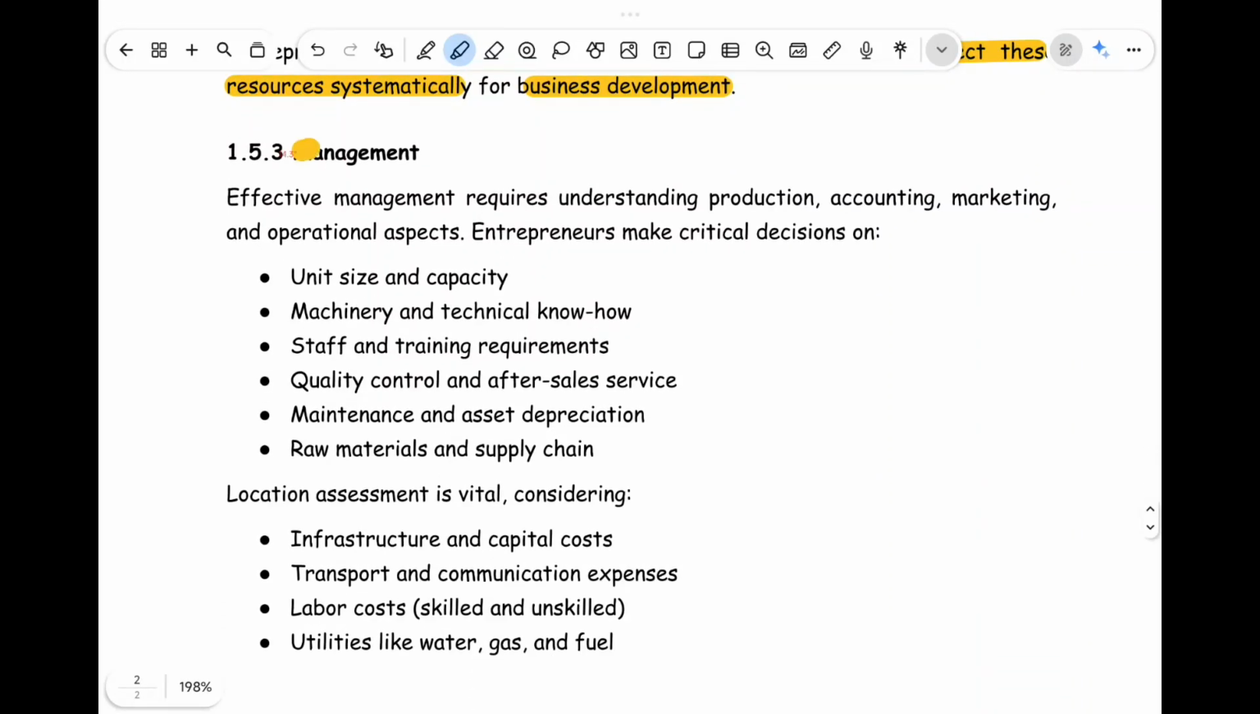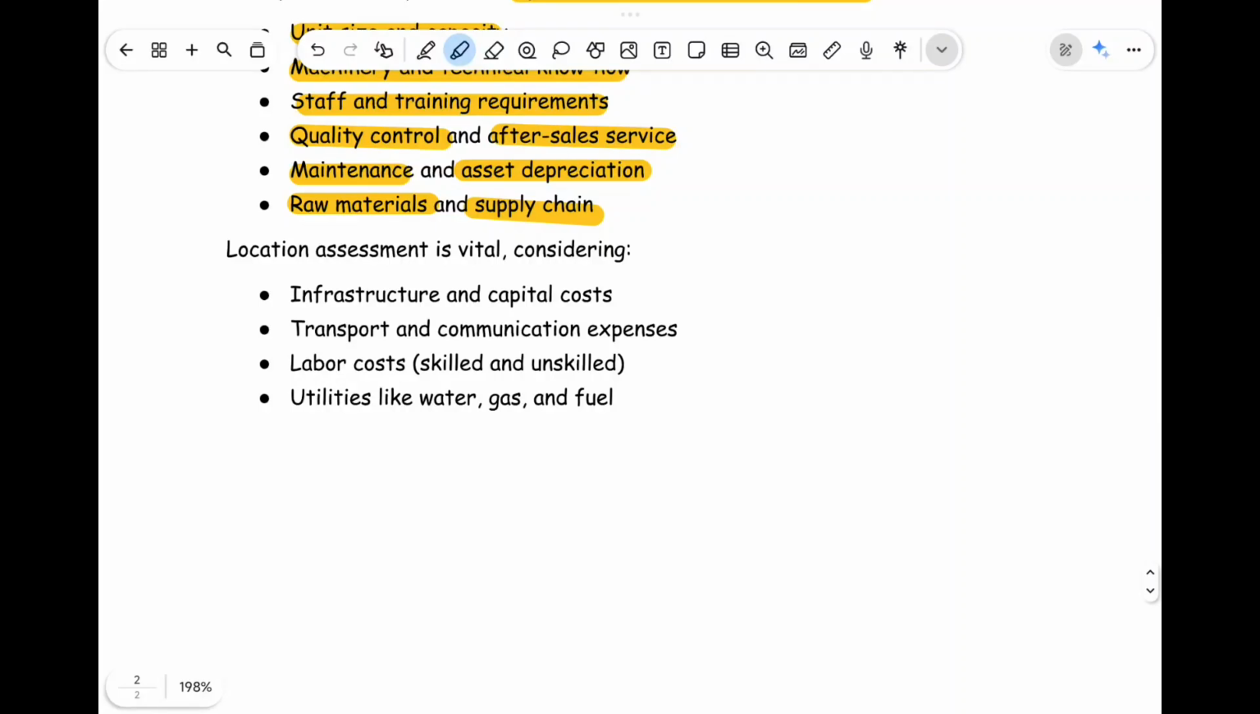Next is management. Now, what do you mean by management? Effective management requires understanding production, accounting, marketing, and operational aspects. Entrepreneurs make critical decisions on unit size and capacity, machinery and technical know-how, staff and training requirements, quality control and after-sales service, maintenance and asset depreciation, raw materials and supply chain. Location assessment is vital, considering infrastructure and capital cost, transport and communication expenses, labor costs like skilled and unskilled, and utilities like water, gas, fuel, etc.